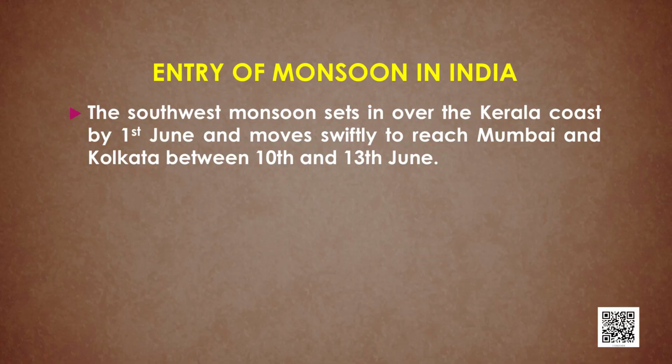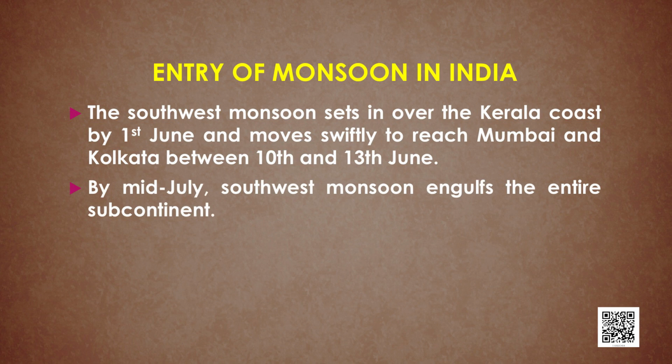The southwest monsoon sets in over the Kerala coast by 1st of June. Every year it starts by the first week of June and moves swiftly to reach Mumbai and Kolkata between 10th and 13th June, and by mid-July the southwest monsoon engulfs the entire Indian subcontinent.